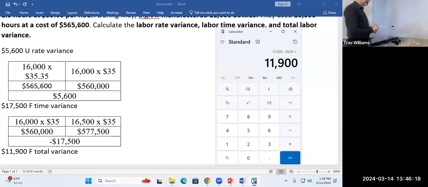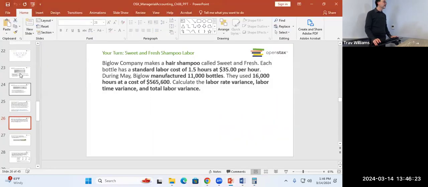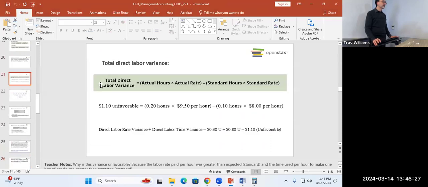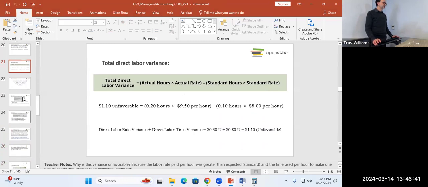And if that is confusing, you could also do it the longer way of, where is it? Take the actual hours times the actual rate, subtract the standard hours times the standard rate, and that gives you your total rate variance. Okay, so you have choices.